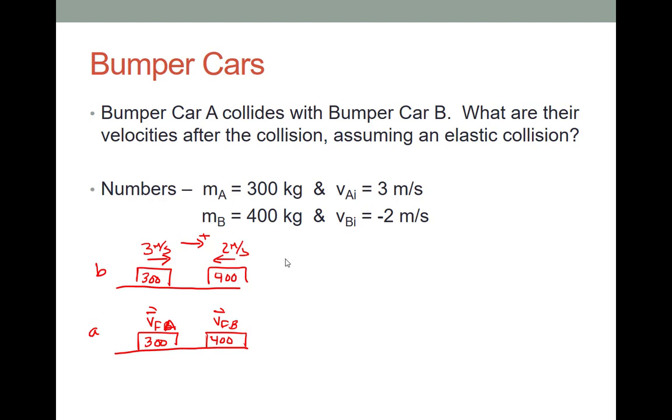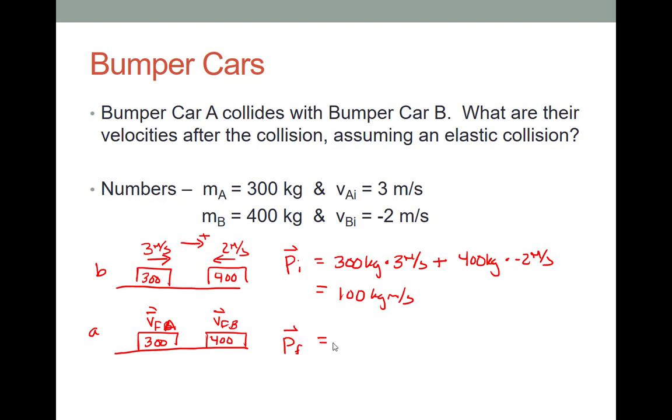I can find the initial momentum. That will equal 300 kilograms times 3 meters per second plus 400 kilograms times negative 2 meters per second, which in total works out to be 100 kilogram meters per second. Afterwards, again, I don't have any information for the velocities, so all I can do is write a generic form in terms of the final velocity vectors.